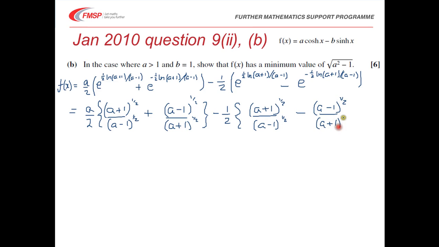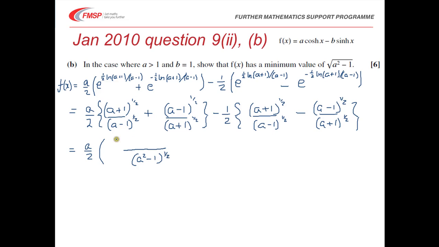So again, it still doesn't look great, but we're getting there, because what we need to see now is that we could take a common denominator to subtract these two fractions over here. The common denominator will be a minus 1 upon a plus 1, which of course is a squared minus 1. So we've still got the a over 2. So we've got this common denominator now of a squared minus 1 to the power of a half.